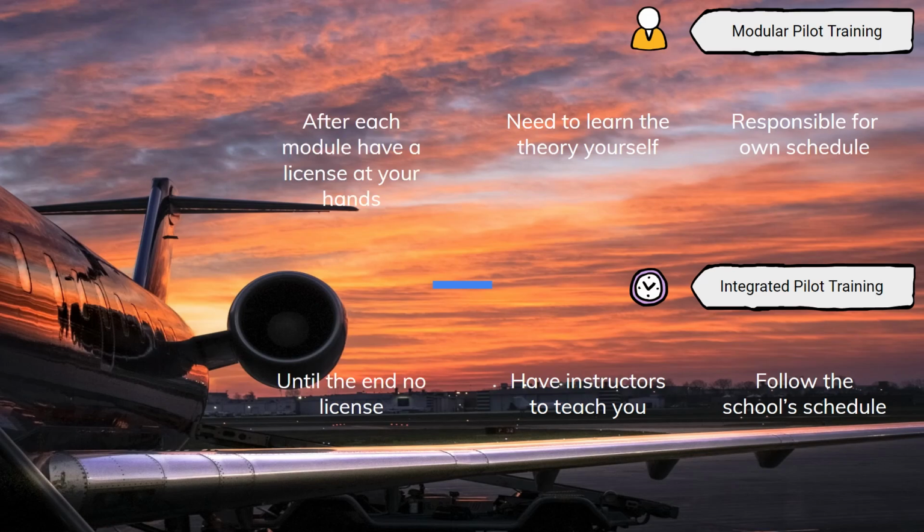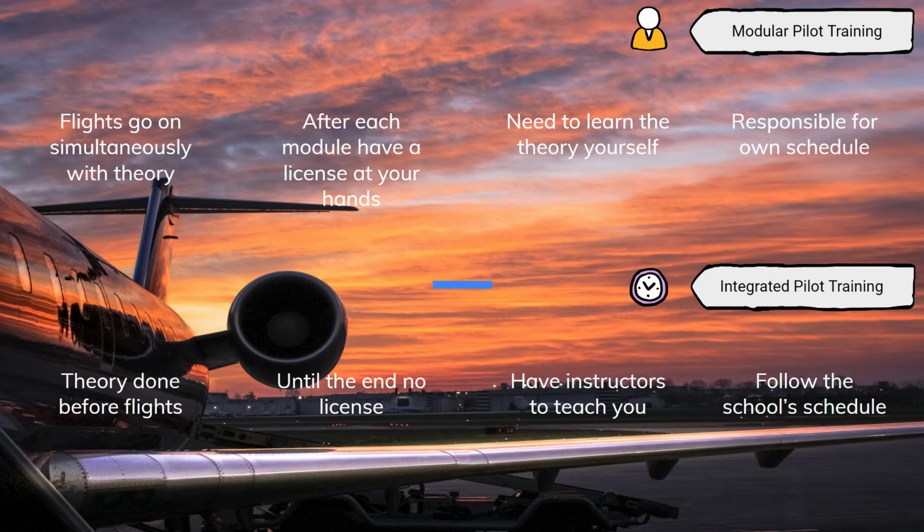If you are a modular student, after completing each module, you would have a license in your hand. But if you're an integrated student, until the end, you're not gonna have a license in your hand. Why does this matter? Sometimes during your training, you may have a hard time with the school and want to change your school, or you cannot continue your training due to maybe financial problems or your work. So basically, you wanna stop or you wanna change. If you're modular, yes, you can do it. But if you're in an integrated course, then you may have a hard time changing things.